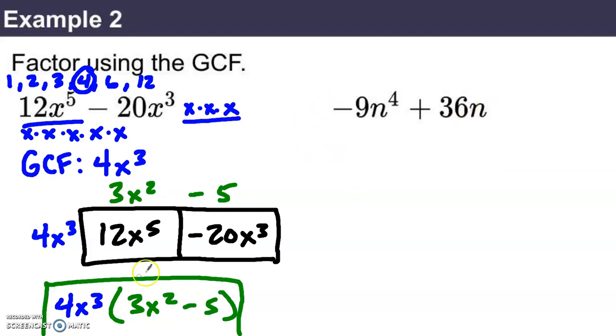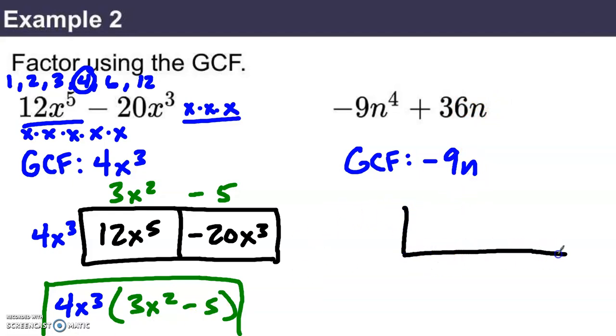Let's try one more. Let's factor negative 9x to the 4th plus 36n. Now there's a feature of this one that we haven't dealt with before, and that's that the leading term is negative. For the purpose of helping you get ready for what's coming down the pipes with this skill, if the first term is negative, it would be helpful to make that part of your greatest common factor. I noticed here that 9 goes evenly into 36, so 9 will be the coefficient. And what about my n's? This is n to the 4th. This is only n to the 1st. I need just n to the 1st.